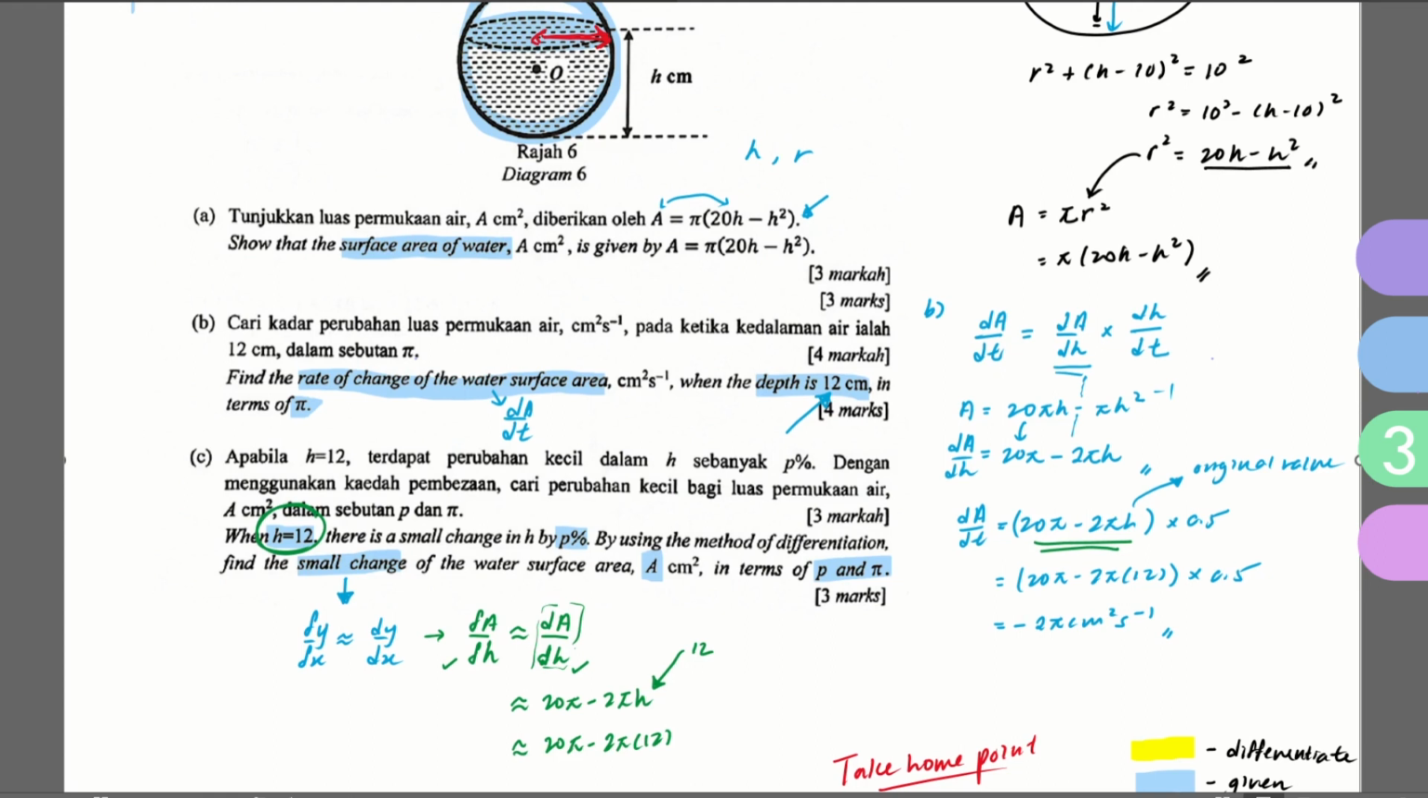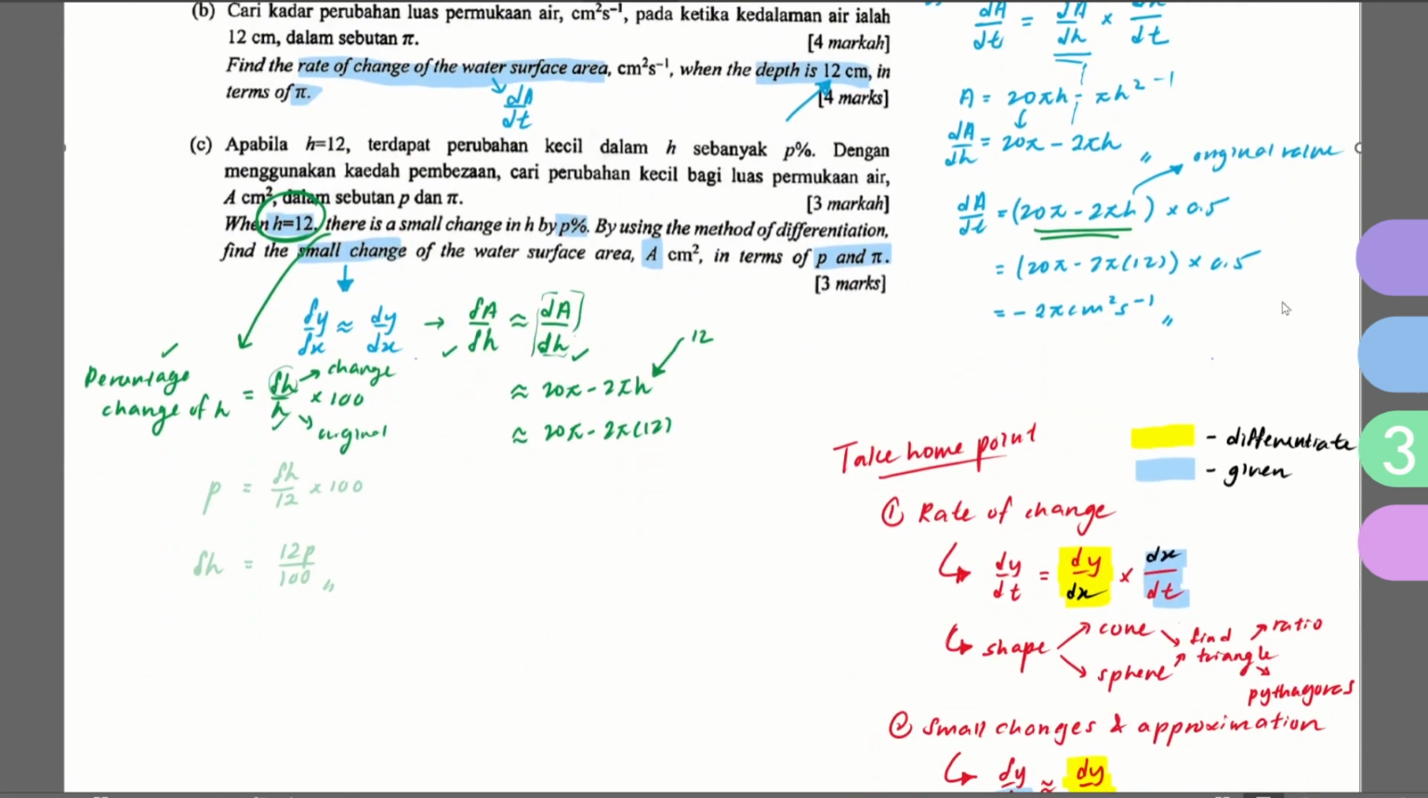And for delta h, we can actually find it from this sentence using an equation, which is the percentage change of h, calculated when we find the small change in h divided by the original value of h multiplied by 100. So now we have the information for percentage change and h, and we can just find delta h. And we can sub it into this equation. And delta A equals negative 12 over 25 p pi cm squared. And with that, we have completed this question.